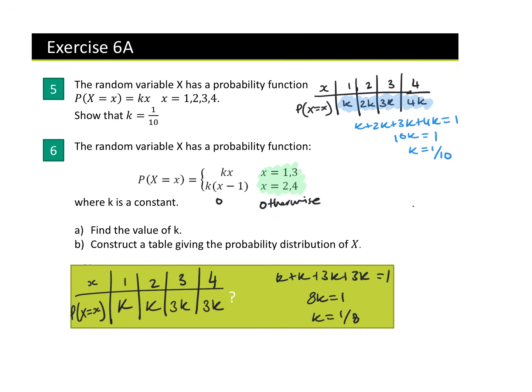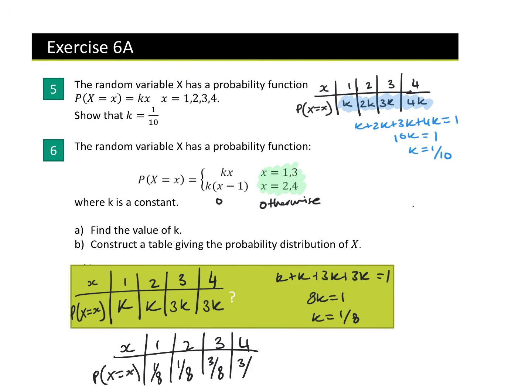Then, part B says to construct the table given the probability. So you will have to draw the table out again, but I just think it's good practice. 1, 2, 3, 4. So we know the probability of getting 1 is 1 over 8. Probability of 2, 1 over 8. Probability of 3 is 3k, 3 over 8. Probability of 4 is 3k, 3 over 8. Now I can double check I'm right, because all these probabilities should add up to 1. 1 over 8 plus 1 over 8 plus 3 over 8 plus 3 over 8 equals 1.